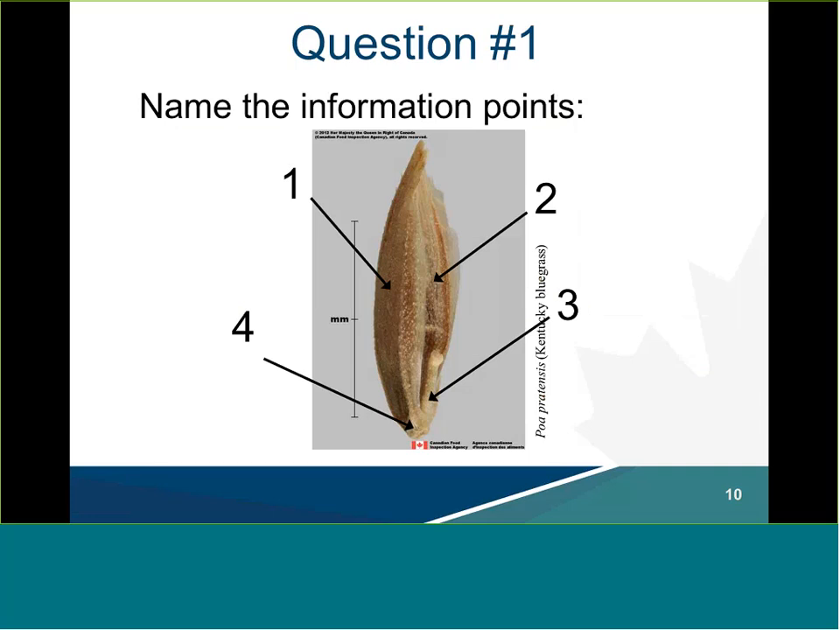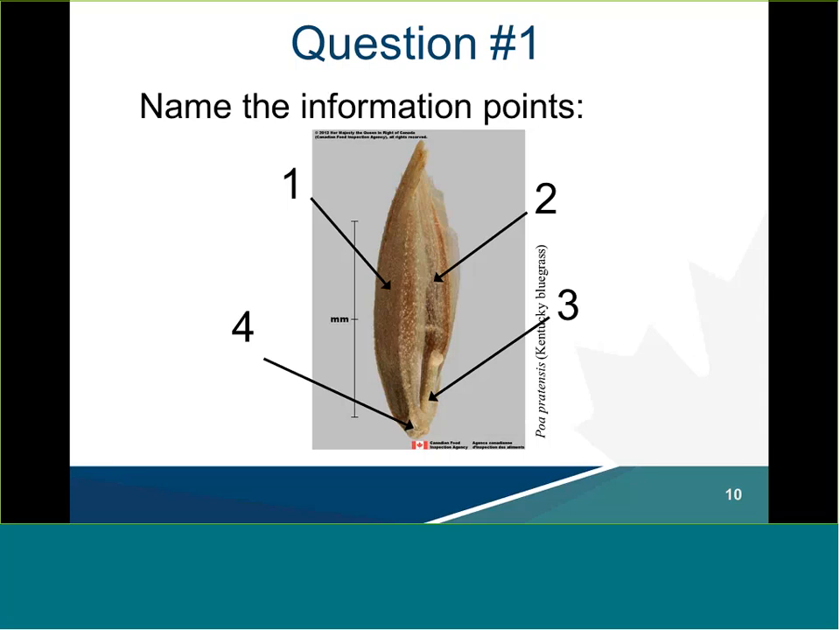Again, we've got the Kentucky bluegrass, and just kind of discuss, again, we're just going to go a bit peppy with this first question, and I'll just see what you folks, what's number 1, what's number 2, what's number 3 arrow pointing at, and what is the number 4. Remember, I'm talking about 4 information points.